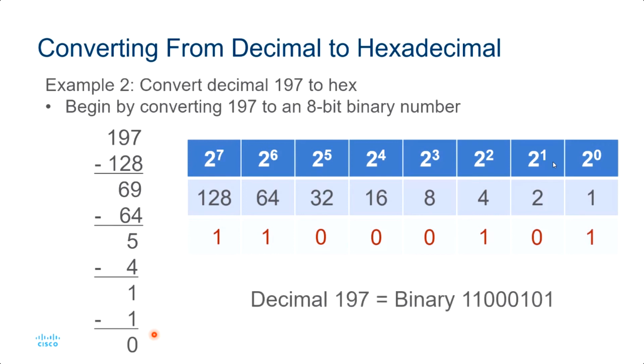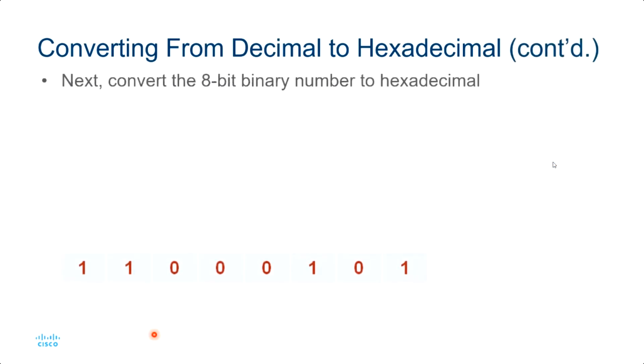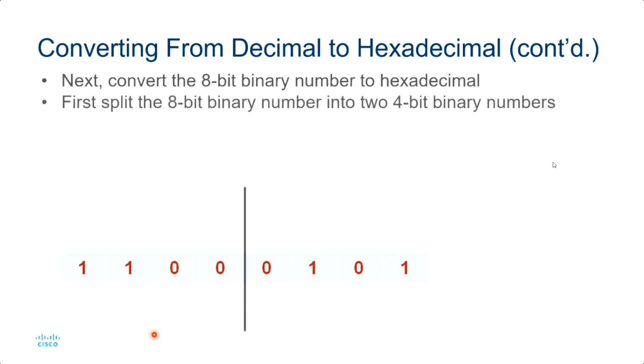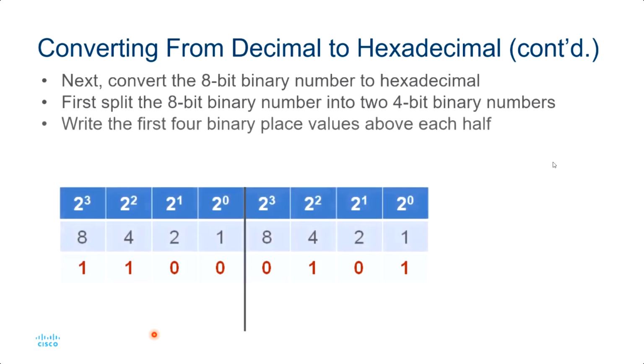Therefore, decimal 197 equals binary 11000101. Next, I'll convert the 8-bit binary number to hex by first splitting it into 2 4-bit binary numbers, and then I'll rewrite the first 4 binary place values above each half. So here I have 1, 2, 4, 8, and then repeated on the left 1, 2, 4, 8. Then I'll convert each half to decimal and then each decimal to its equivalent hex value.